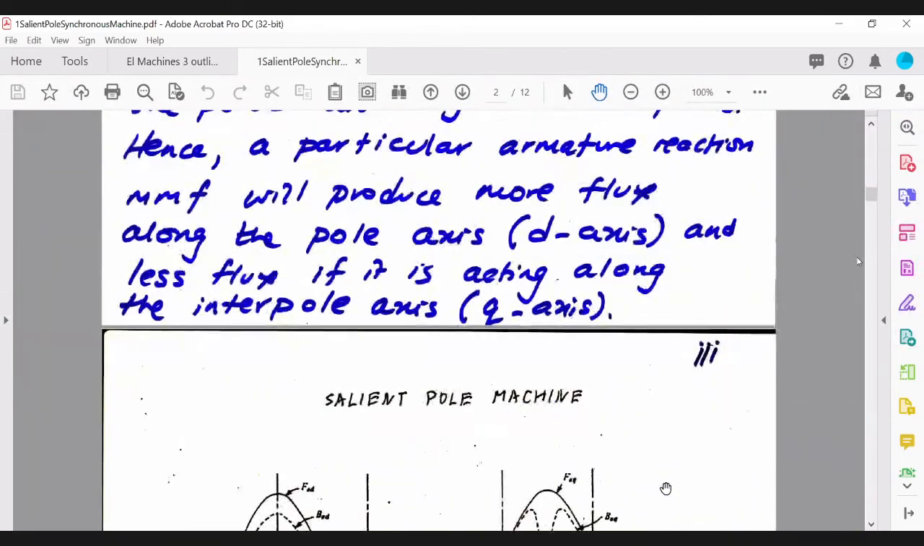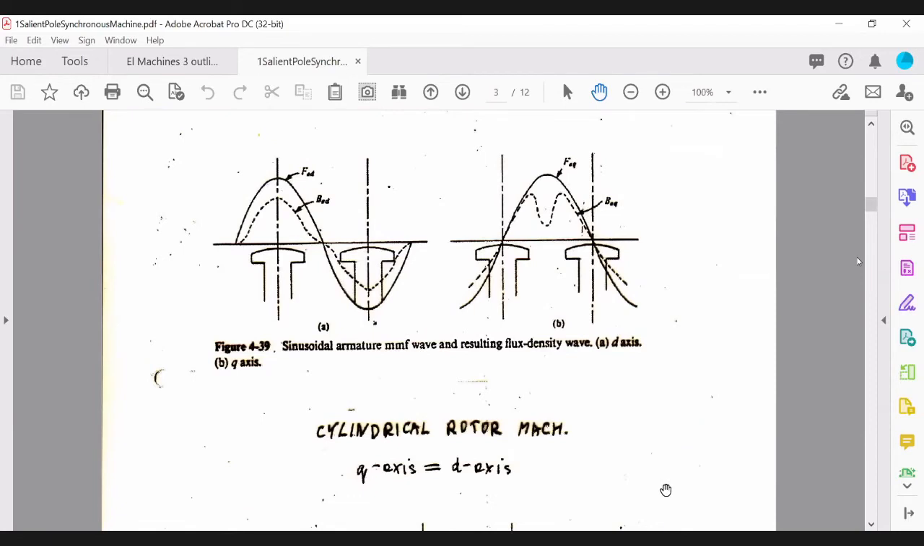All right, so if we move to the next slide, here basically we're showing how FAD is the MMF along the d-axis, and FAQ will be the MMF along the q-axis, right? So the flux density due to the d-axis MMF, BAD, is shown here as the dotted line, okay? And the flux density due to the MMF along the q-axis, which is BAQ, is shown here in the dotted line.